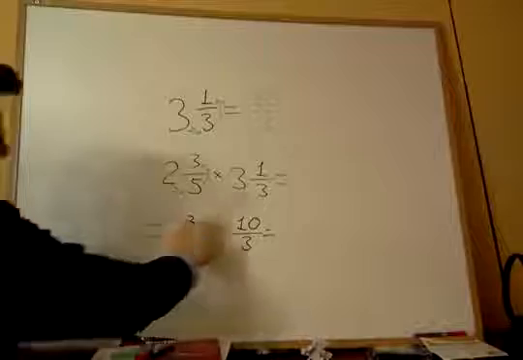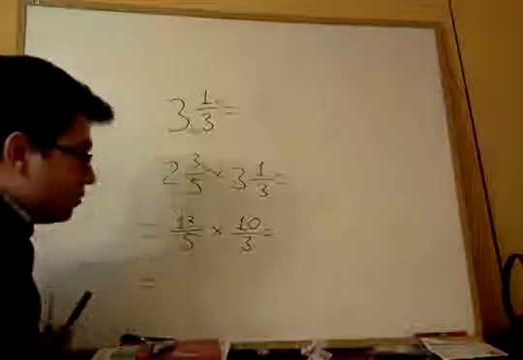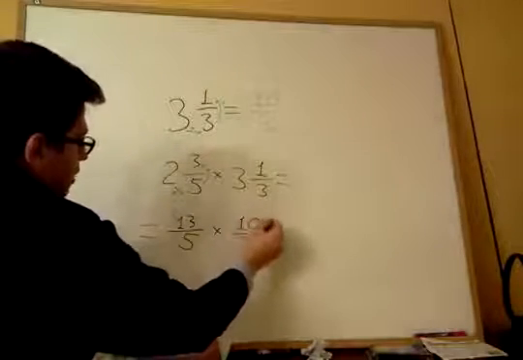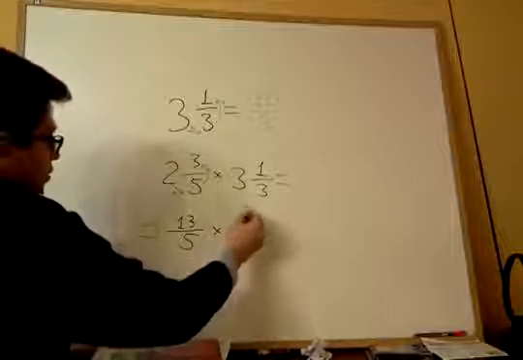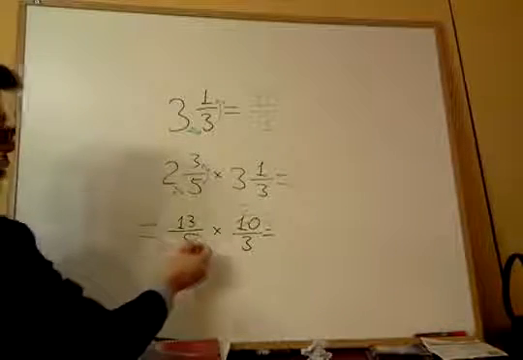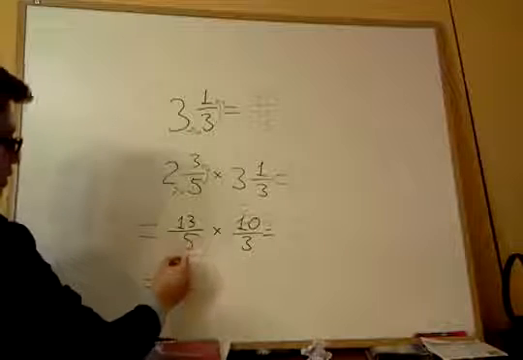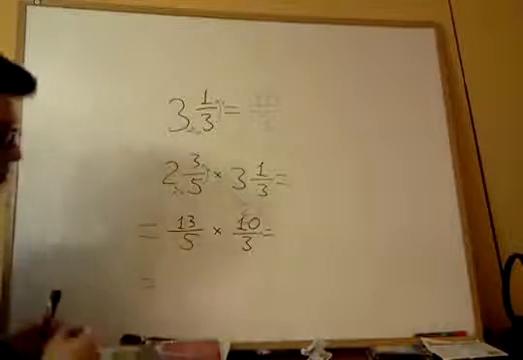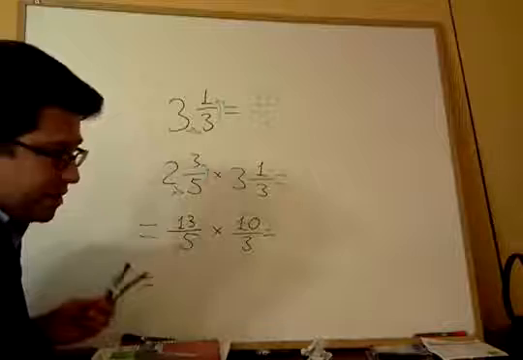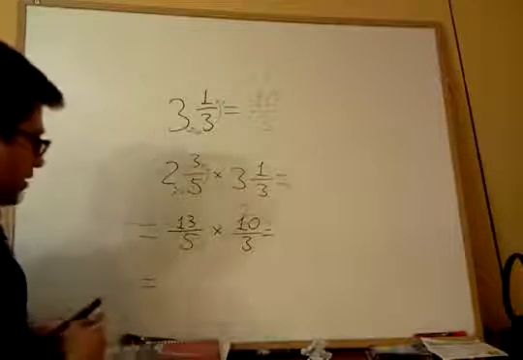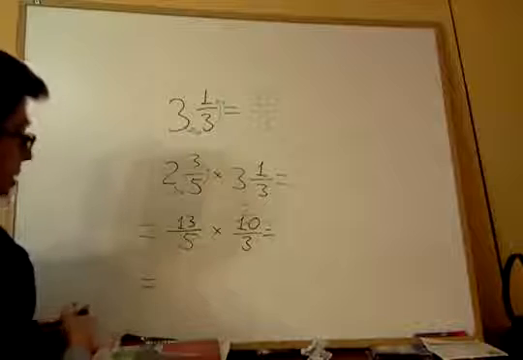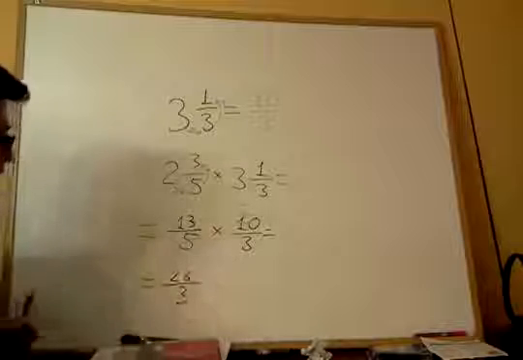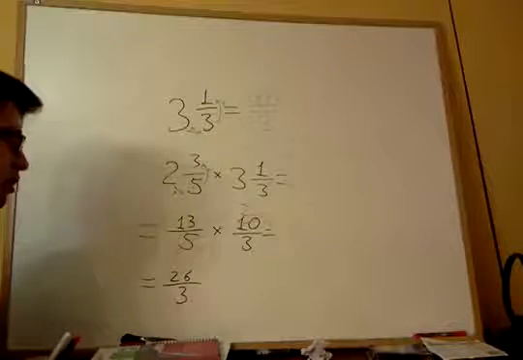Okay. Now I multiply them, but wait a minute, can I reduce before I multiply? Yes. 10 is divisible by 5. 10 divided by 5 is 2. And 5 is also divisible by 5. 5 divided by 5 is 1. And 13 and 3, I cannot reduce them, because 13 is only divisible by 13 and 3 is only divisible by 3. So 13 times 2 is 26. And 1 times 3 is 3. So the answer is 26 out of 3. Mission accomplished.